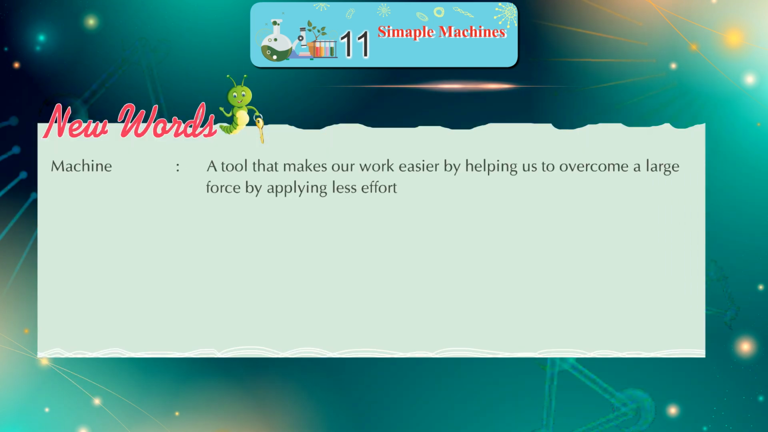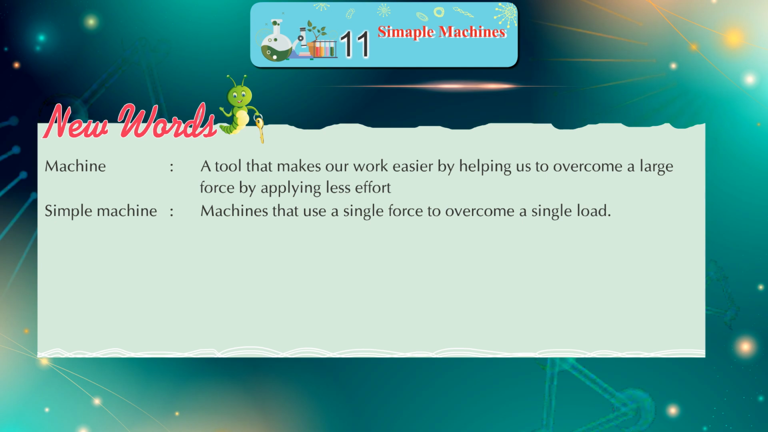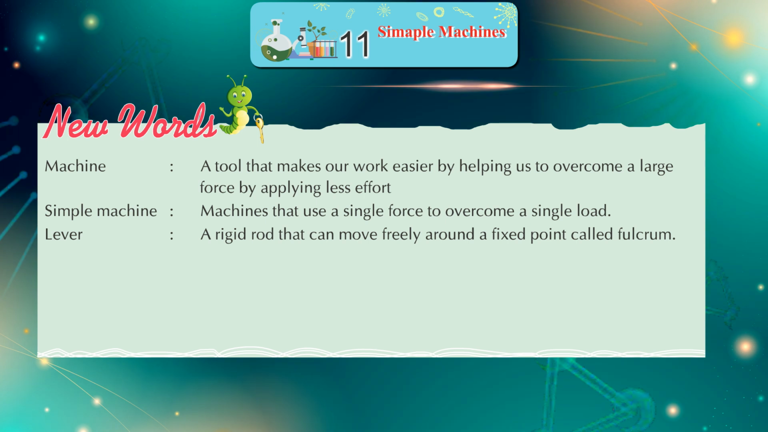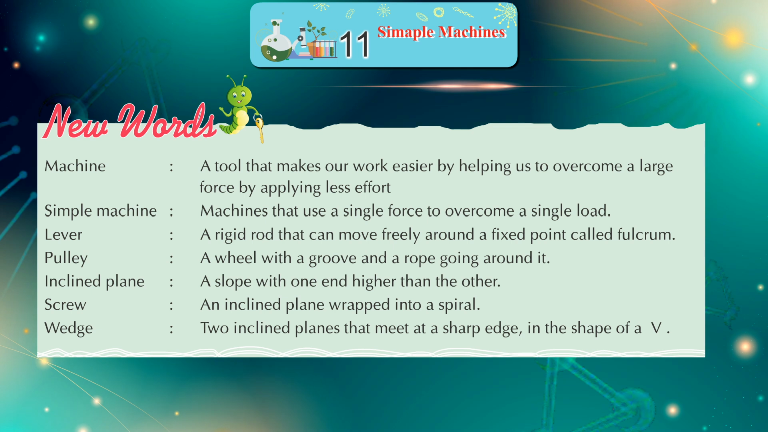New words. Machine: a tool that makes our work easier by helping us to overcome a large force by applying less effort. Simple machine: machine that uses a single force to overcome a single load. Lever: a rigid rod that can move freely around a fixed point called fulcrum. Pulley: a wheel with a groove and a rope going around it. Inclined plane: a slope with one end higher than the other. Screw: an inclined plane wrapped into a spiral. Wedge: 2 inclined planes that meet at a sharp edge in the shape of a V.